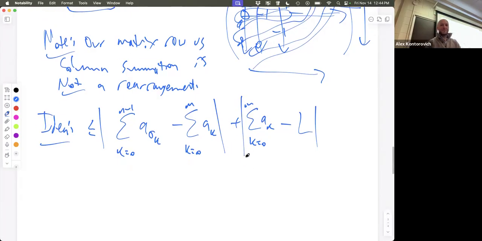This part we can make less than epsilon. We can make it less than epsilon over 2 if we like. What are we going to do about this part? Akil. Very good. How?